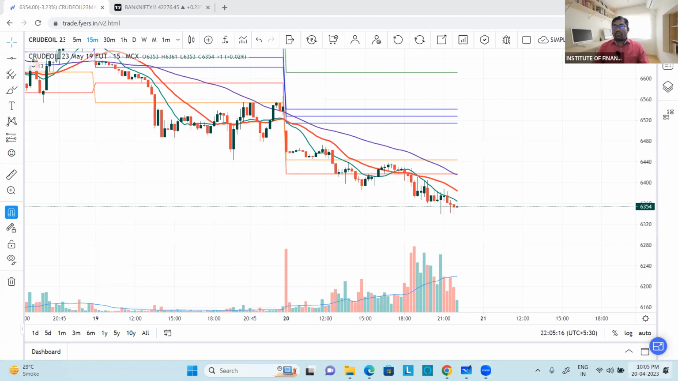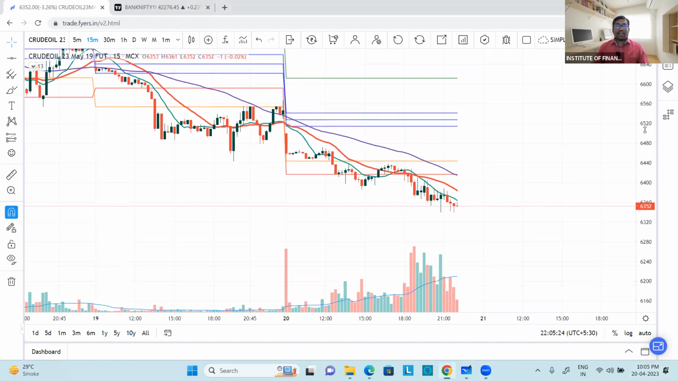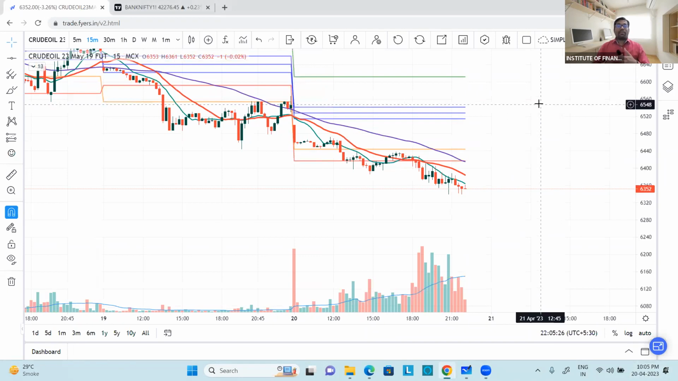Tomorrow will also be a sideways day. Please be aware tomorrow. Don't take sudden trades until it gives a breakout upside or downside. Please wait. No opportunity, no trades.